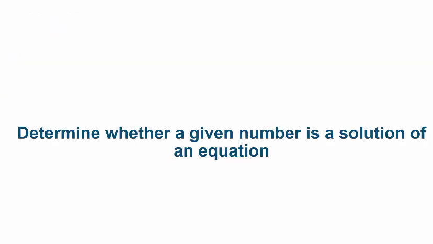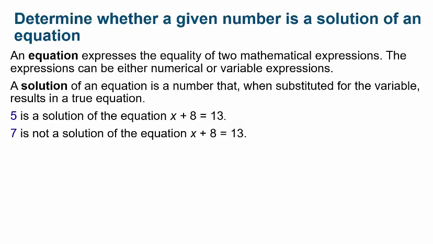First, determine whether a given number is a solution of an equation. An equation expresses the equality of two mathematical expressions. The expressions can either be numerical or variable expressions. A solution of an equation is a number that, when substituted for the variable, results in a true equation. For example, 5 is the solution of the equation x plus 8 is equal to 13, because if you plug 5 in for x, 5 plus 8 is 13. 7 is obviously not a solution because 7 plus 8 gets you 15, and 15 is not equal to 13. So a solution makes the two sides of the equality sign the same thing.